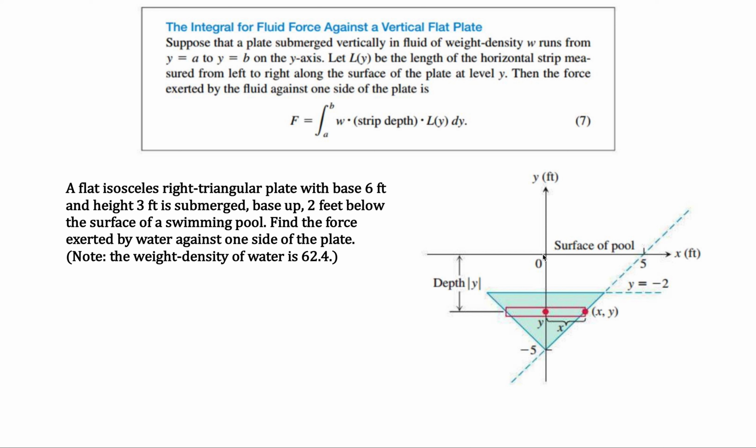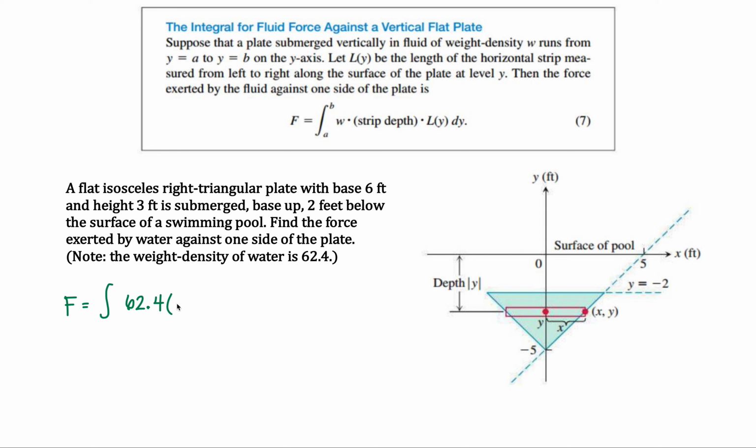In this case, we're looking at the surface of the pool being the x-axis. So we're going underneath that into negative y values. So when we talk about the depth, it's actually going to be negative y. So if we're talking about 2 feet below the surface of the pool, in this picture here, that would be represented by y equals -2, but we say it's just positive 2 feet below the surface. So my strip depth is going to be -y. And actually, I can start to fill in this. So we've got 62.4.